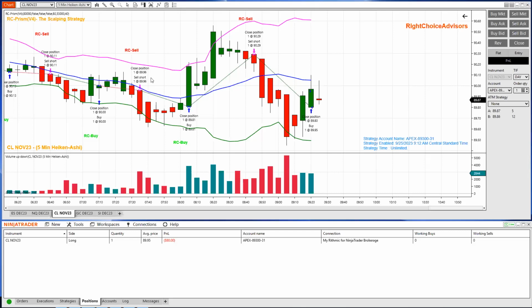NinjaTrader is mainly for futures, so you cannot do stocks on the NinjaTrader platform. But you can connect it with Thinkorswim or IBKR, and you can do stocks on those platforms.